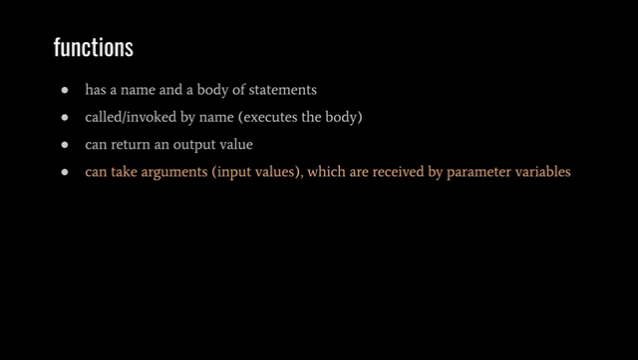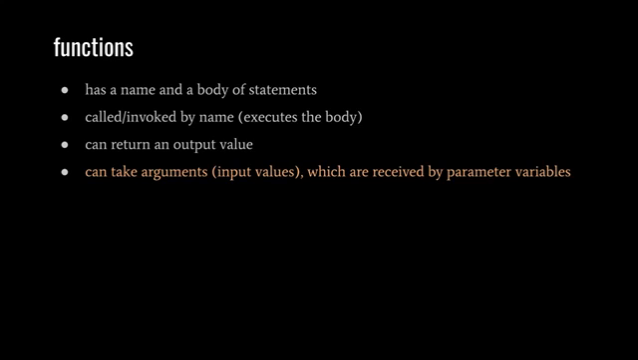Functions can not only return values, they can also take values as input, and this is achieved with what are called parameter variables. For the function, you specify if it has 0, 1, 2, 3, however many parameter variables you want, and then when you call the function, you provide an argument, a value for each parameter.